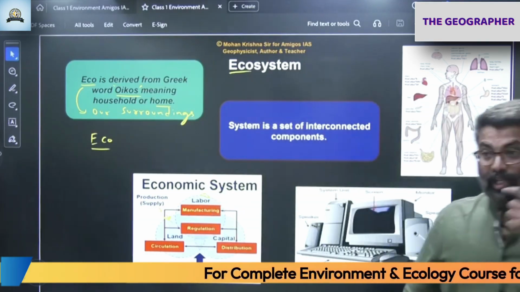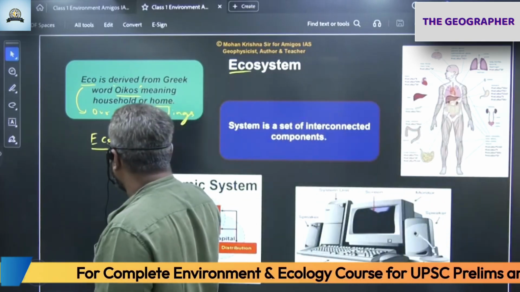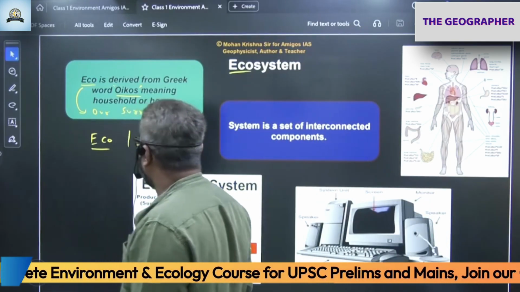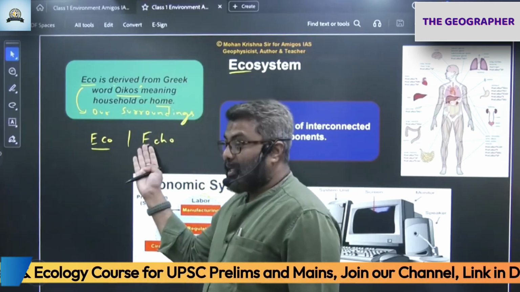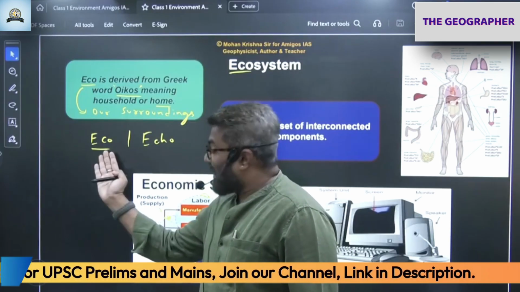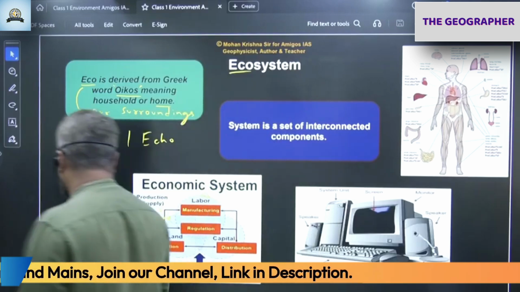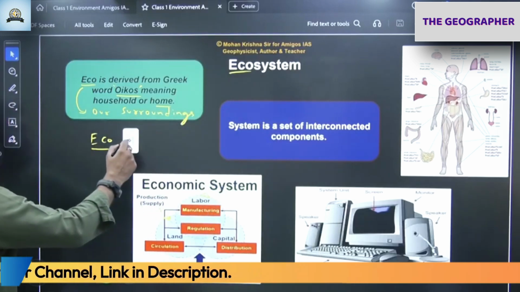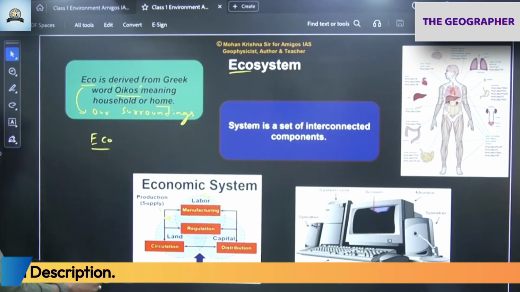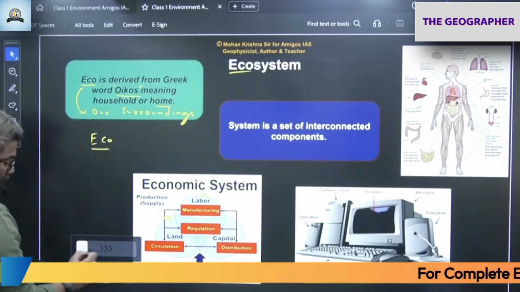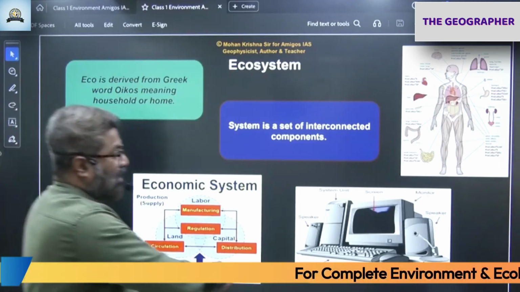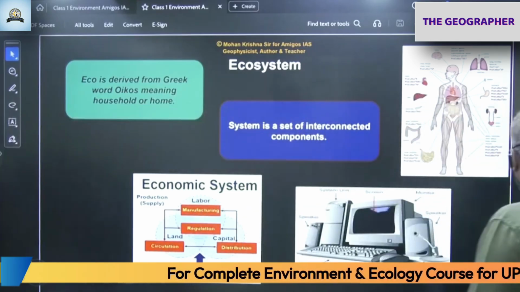Okay, pronunciation is eco, not echo. Don't pronounce it as echo. Okay, remember this. This is a common mistake people make. They pronounce it as echo. That is wrong. This is eco. So this also please remember. Pronunciation also you should not go wrong. So this is clear. We'll come to this. I'll explain this slide, why I have given all these pictures.